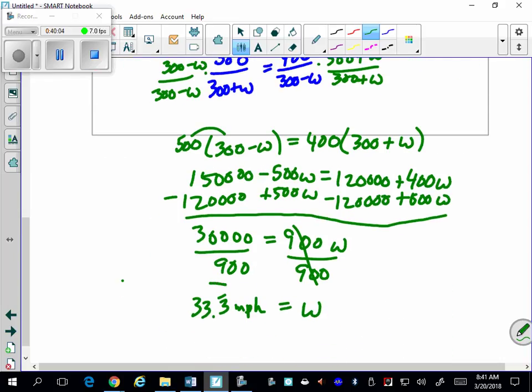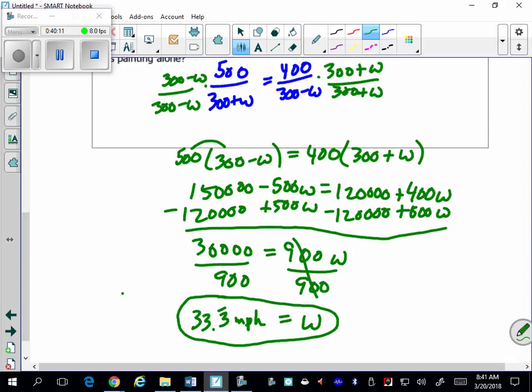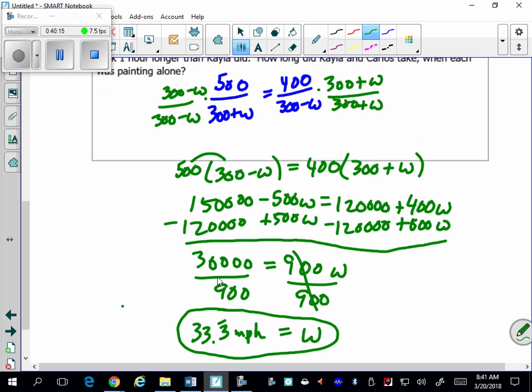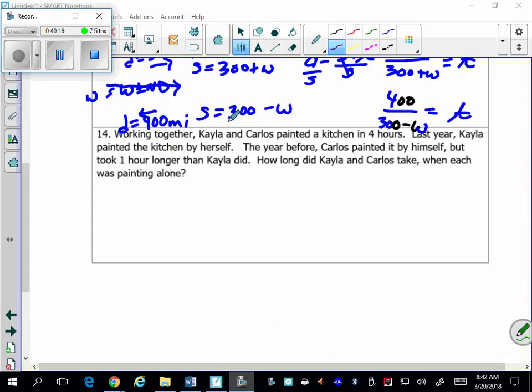All right, last problem. Working together, Kayla and Carlos painted a kitchen in 4 hours last year. Kayla painted the kitchen by herself. The year before, Carlos painted it by himself, but took 1 hour longer than Kayla did. How long did Kayla and Carlos take when each painted alone? And they paint this kitchen a lot. It happens. So we have 4 hours is your time. And Carlos took 1 hour longer than Kayla. That's Carlos's time.